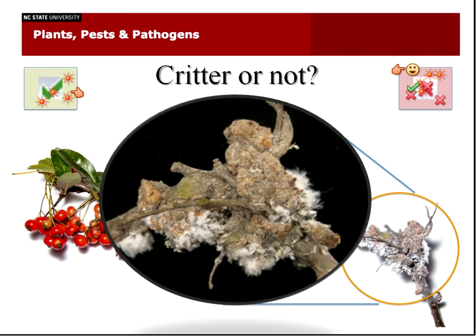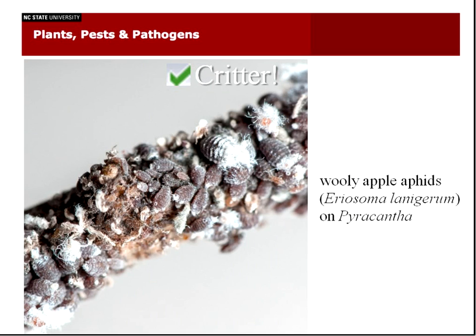And this is actually a very deceptive one, but it is a critter. It's very interesting. Now, the white fuzz might lead you to think it's some kind of fungus. The knobbiness might lead you to think it's a canker of some sort. But this is actually woolly apple aphids, Eriosoma lanigerum, on the pyracantha.